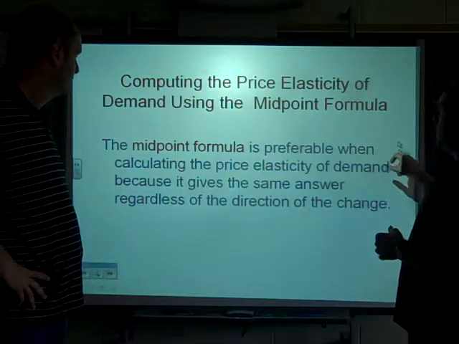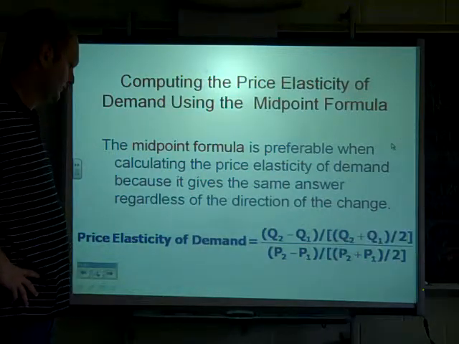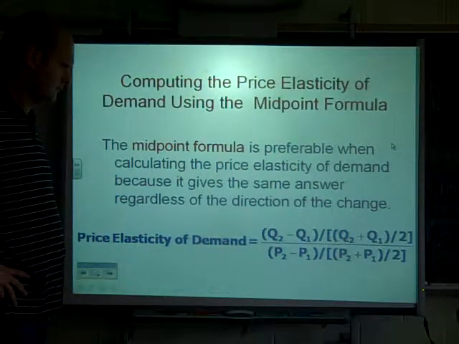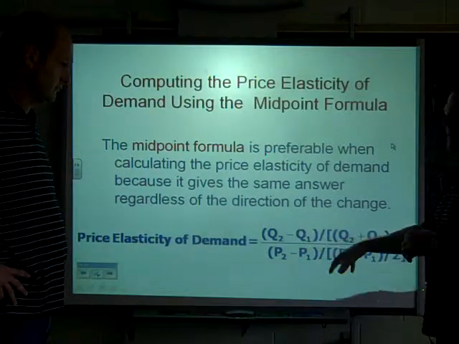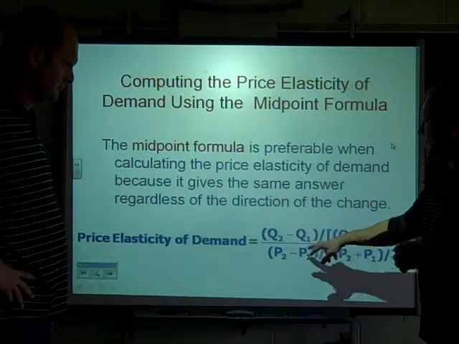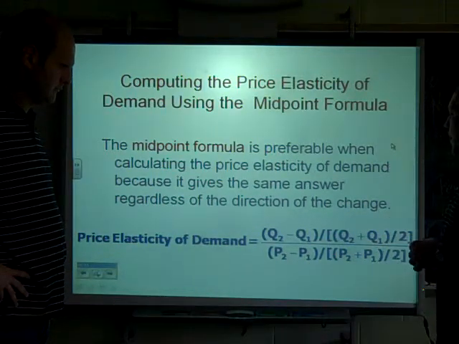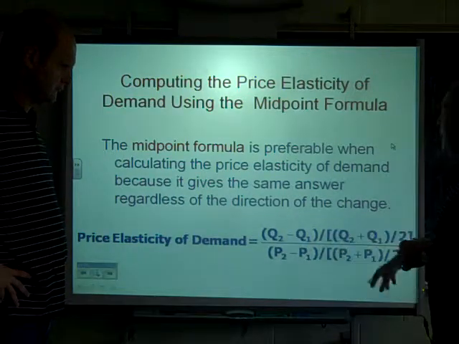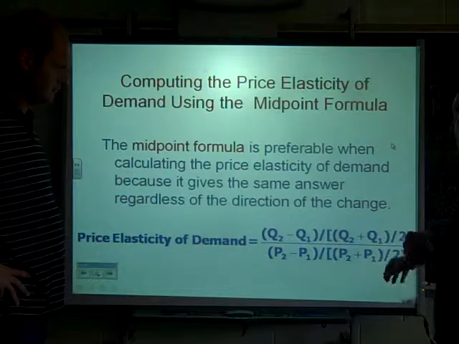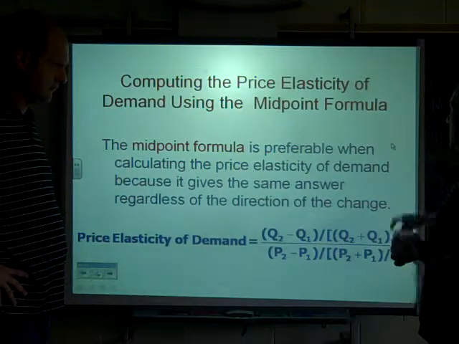Okay. Let's see. I think we have an example. So the price elasticity of demand midpoint formula is a little more complicated than the last one we looked at. You'll be looking at Q2 minus Q1 over Q2 plus Q1 divided by 2, all of that divided by P2 minus P1 over P2 plus P1 divided by 2. So again, guys, it's a pain, but it's something we got to learn.